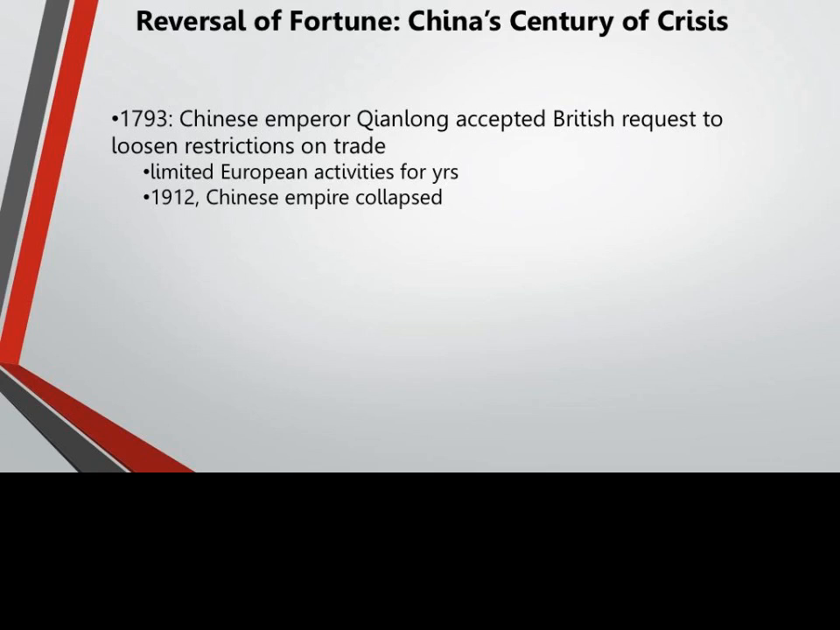In 1793, the Chinese Emperor Qianlong rebuffed the British request that China rescind or loosen their restrictions on trade. The Chinese authorities had controlled and limited European activities for centuries. But by 1912, the Chinese Empire had collapsed, and it became very weak in this new European-dominated world.